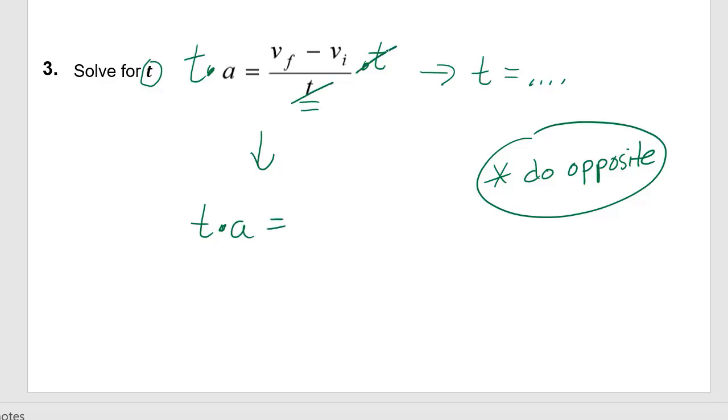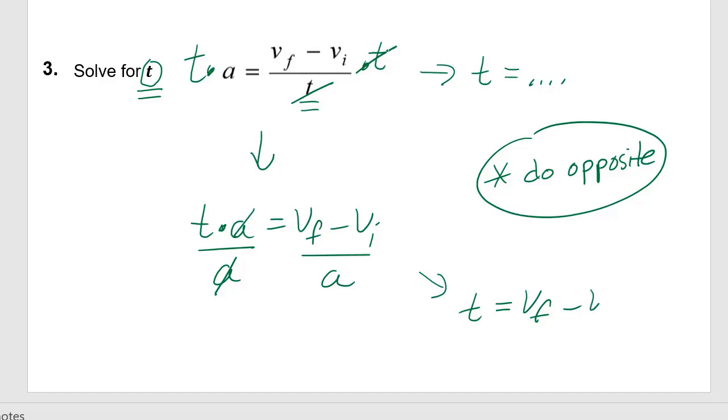On the right side, the t's cancel, and we get t times a equals vf minus vi, and we want to solve for t, so the last thing we do here is divide both sides by a, just like we did before. We do the opposite here, so we divide by a on both sides, and we get t, time, equals final velocity minus initial velocity divided by acceleration.